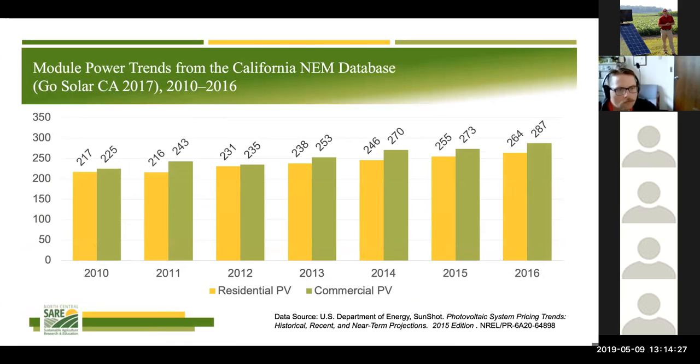And then this is trending the module size in the California market over years. So you can see that we're seeing an increase in the size of modules, and this goes back to the spec sheet that John shared on Tuesday, when we talk about rating a panel. So a 287 watt panel.